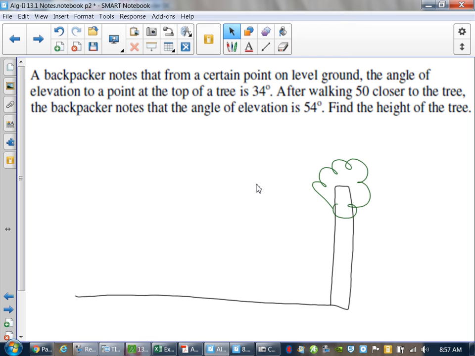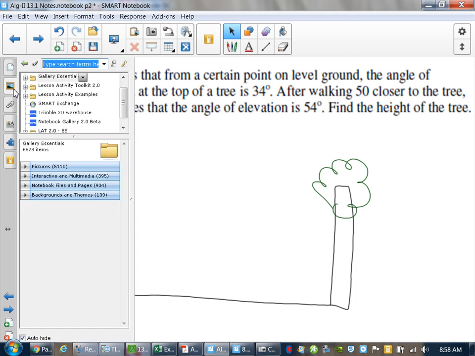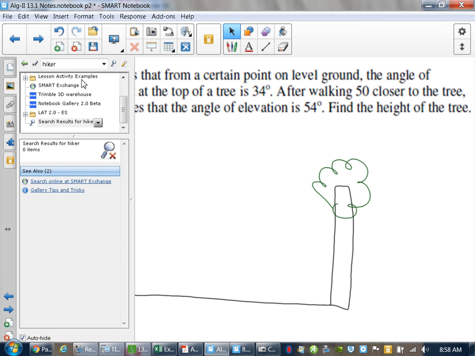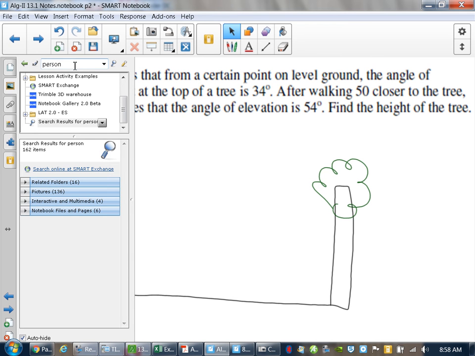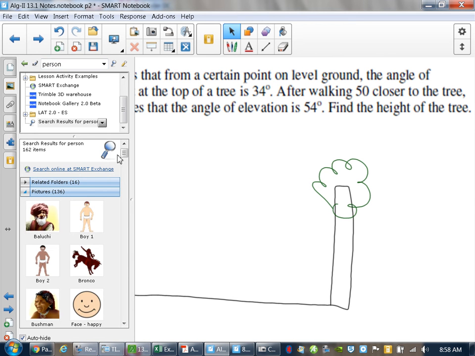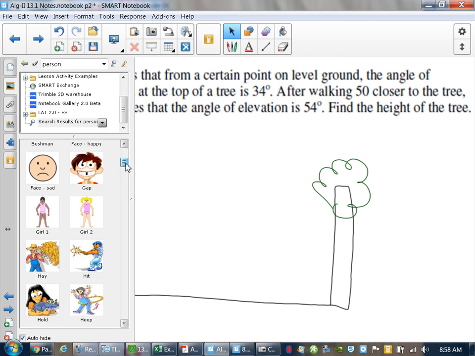Right, so what we wind up doing is we have to set up a way of figuring this out. Well, you don't know how far it is from the beginning, but you do know that it's 50 less. After walking 50 closer to the tree.